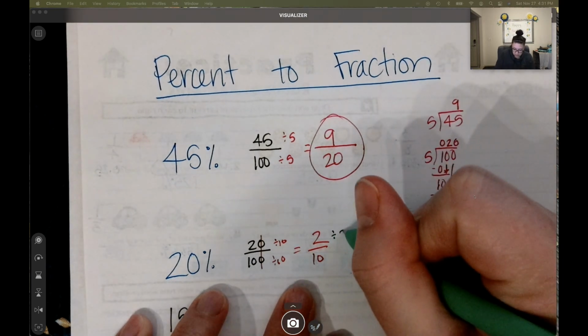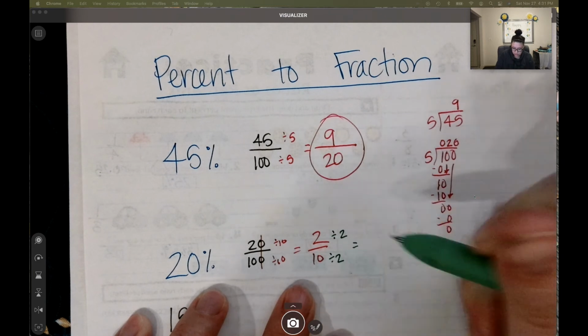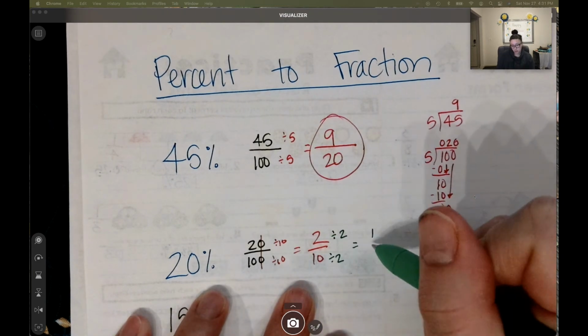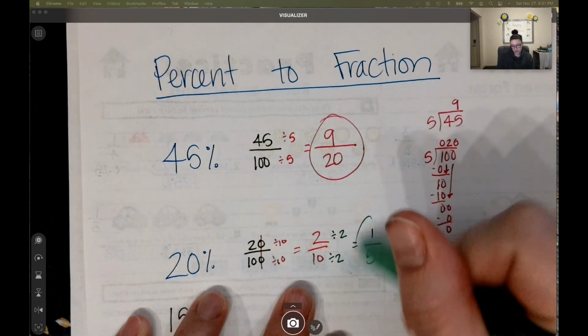I can divide by what? 2. 2 divided by 2 is 1. 10 divided by 2 is 5. 1/5.